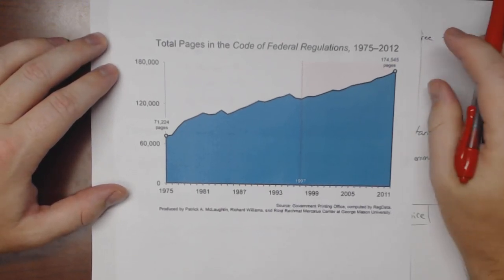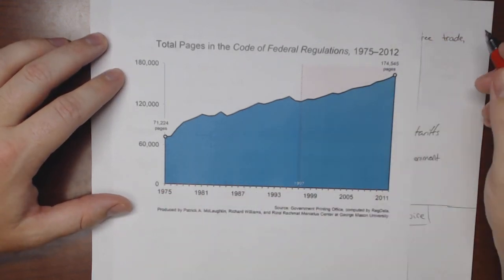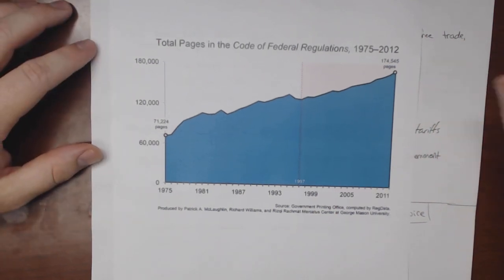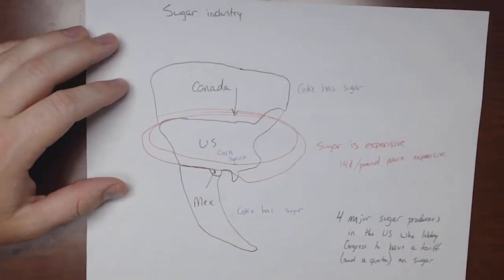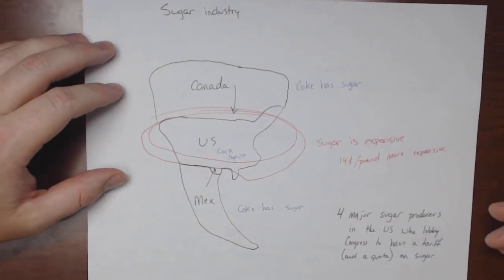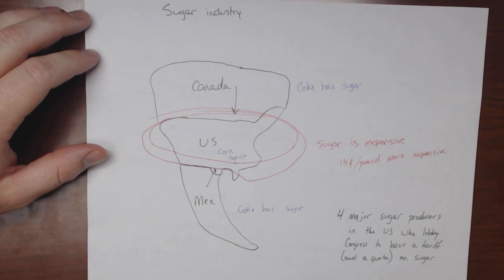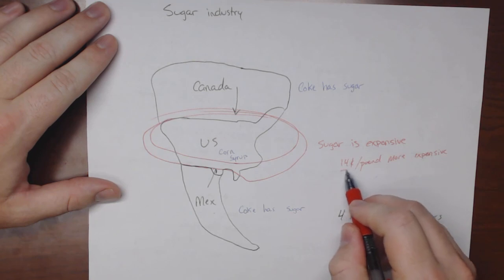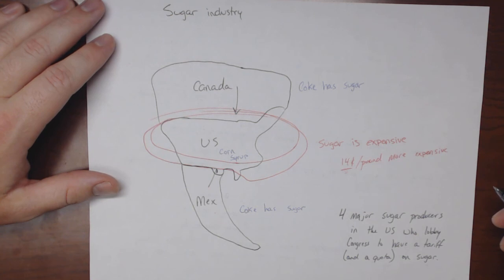It seems to me like it's unlikely that the world has gotten so much more complicated since 1975 as to require an extra 103,000 pages to regulate it. Okay, so what's going on in these regulations? The argument here is that there are things just like the sugar industry going on that are basically different lobbying groups or different companies trying to secure protections from foreign producers for themselves so that they can get some of these 14 cents or an analogous 14 cents for their industries as well.